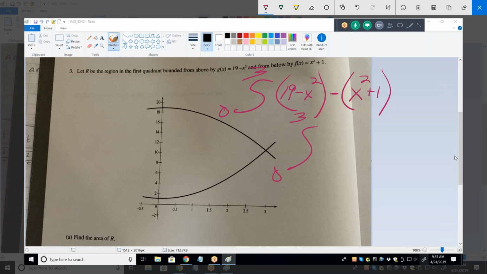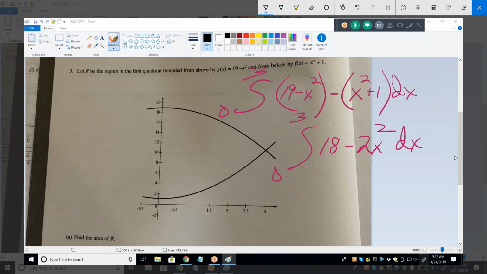Okay, simplify that. We'll split it up into 2, or we can just combine everything. So we got 18 minus 2x squared, right? From 0 to 3. It's relatively simple. You know how to do that, right?